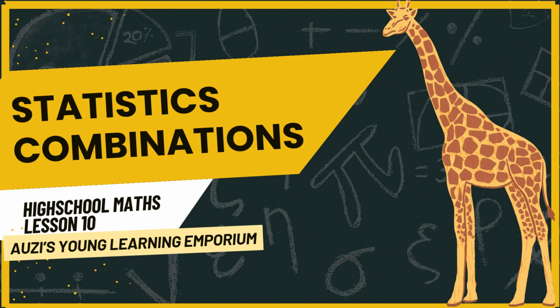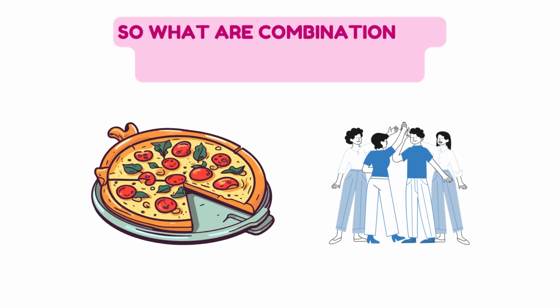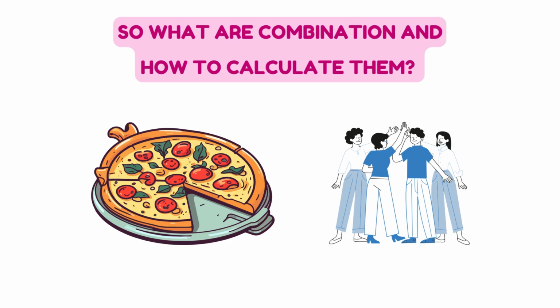So, welcome to Aussie's Young Learning Emporium, and in today's video, we're looking at combinations. As we started off, we looked at pizza and pizza toppings, but combinations aren't just limited to pizza, obviously. It's also if you're choosing people out of a group. So, what are combinations and how do we calculate them?